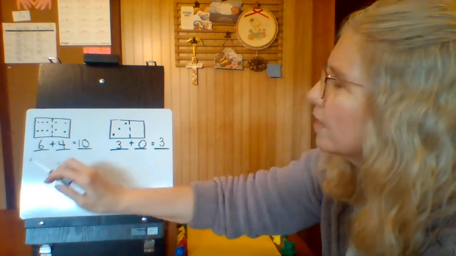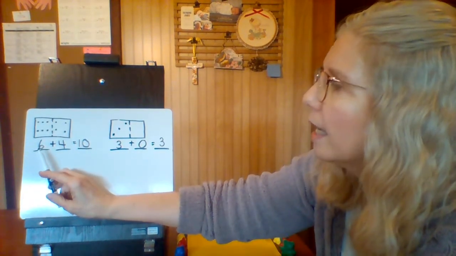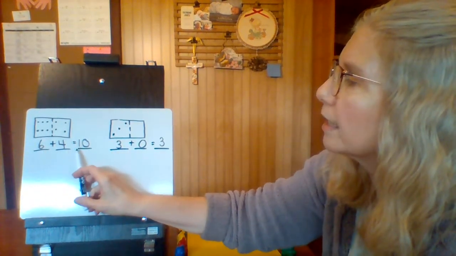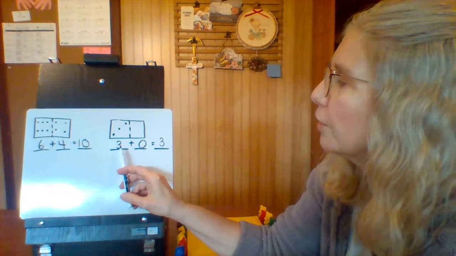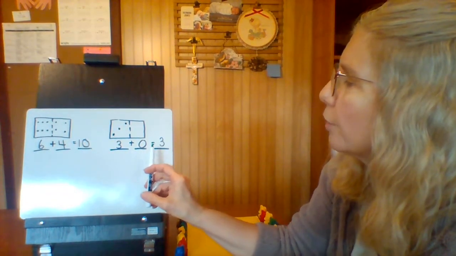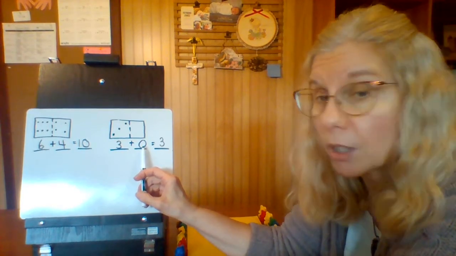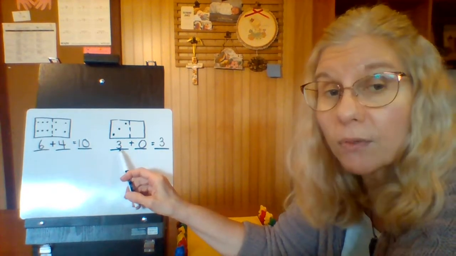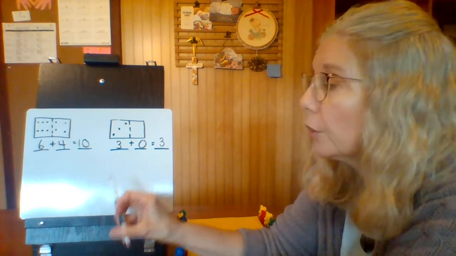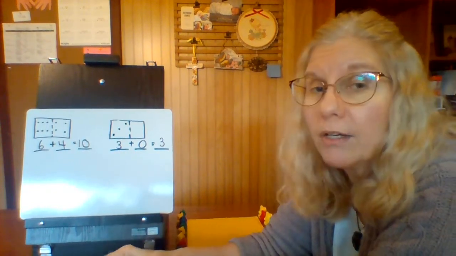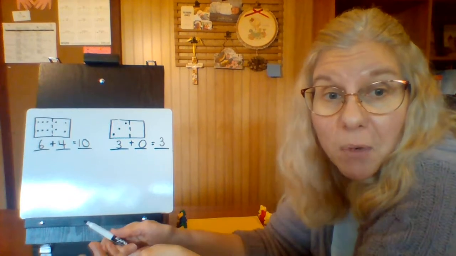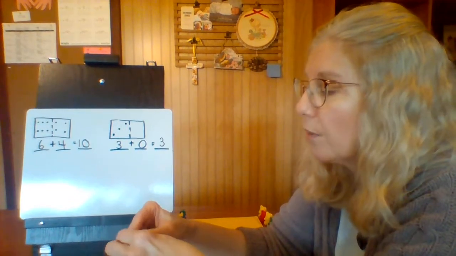Now say both of these number sentences with me. 6 plus 4 equals 10. And over here, 3 plus 0 equals 3. When you add 0 to any number, it stays the same number that it was. So you could add 100 plus 0 and you'd still have 100. So that's how that works.